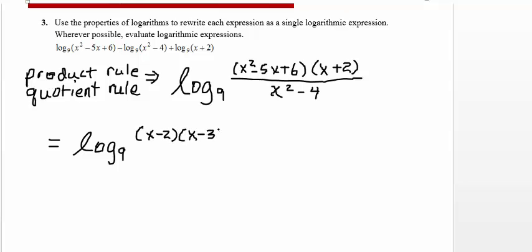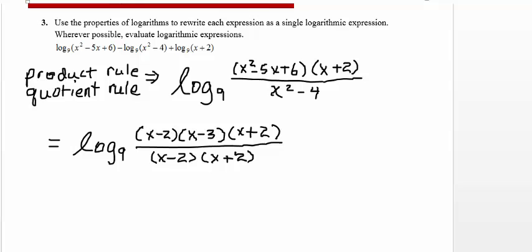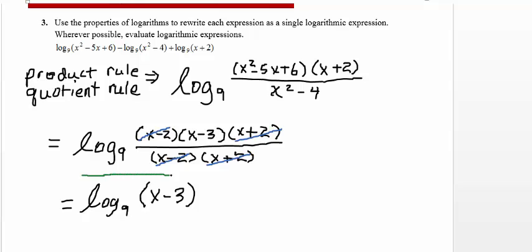And now I'm going to factor x squared minus 5x plus 6 into x minus 2 times x minus 3. Recopy the x plus 2, and I'm going to factor x squared minus 4 into x minus 2 times x plus 2. And I'm going to divide out the common factors. So I'm left with the base 9 log of x minus 3. That's my final answer.